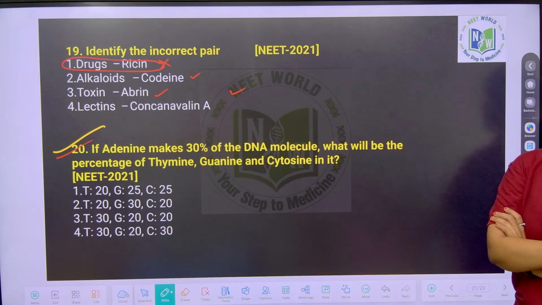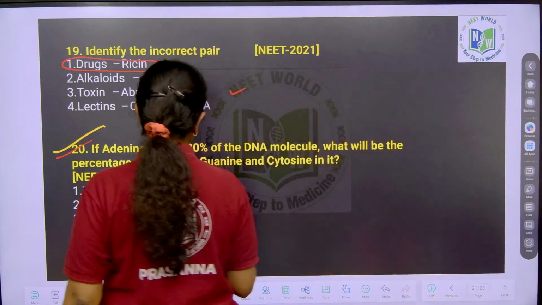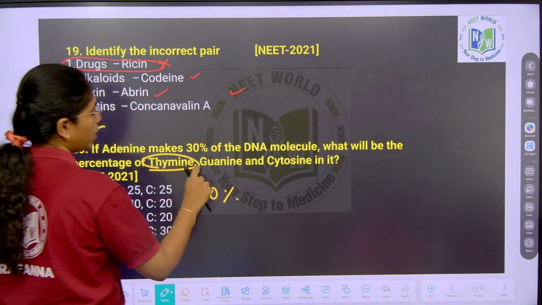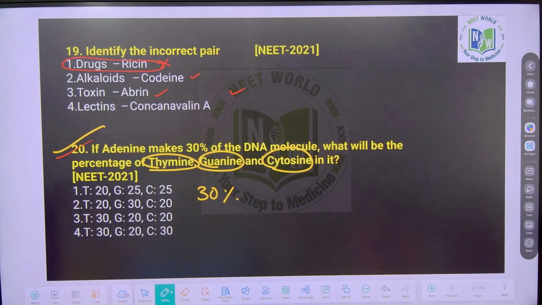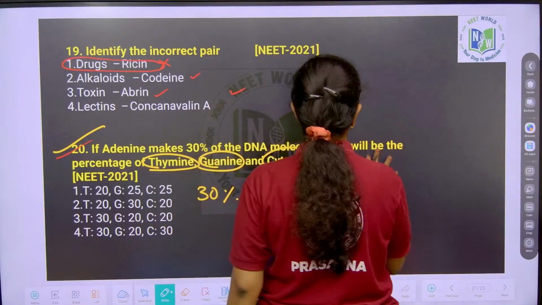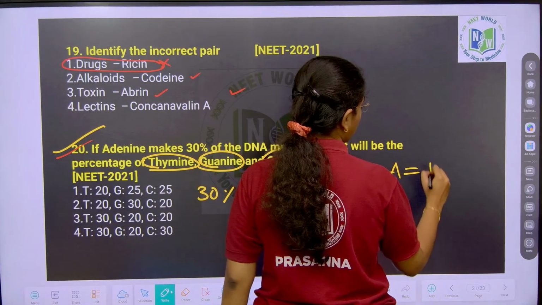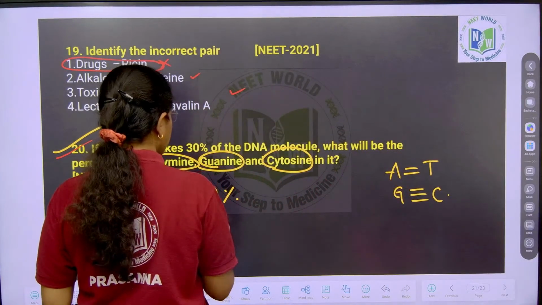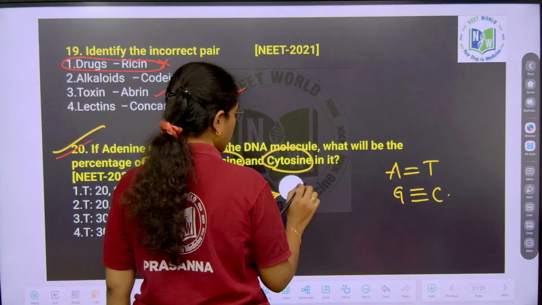You need to use a bit of your pen and paper. Adenine makes 30% of the DNA molecule. What will be the percentage of thymine, guanine, cytosine? Simple, from the salient features of DNA, the number of purines is equal to the number of pyrimidines. And we know adenine pairs with what? Adenine pairs with thymine, guanine pairs with cytosine. Adenine, how much percent has he given? 30%. So, thymine also will be the same. How much? 30%.